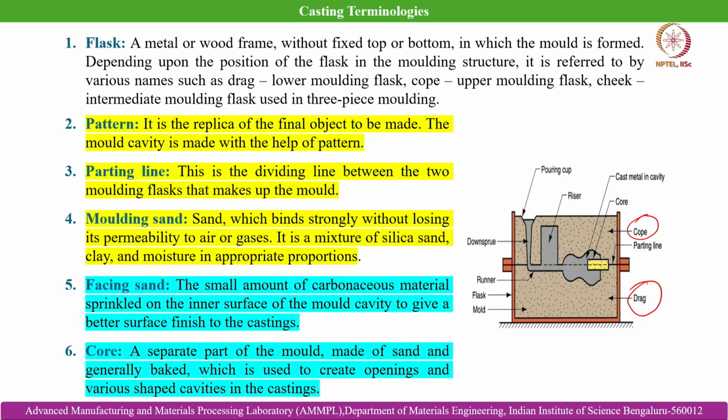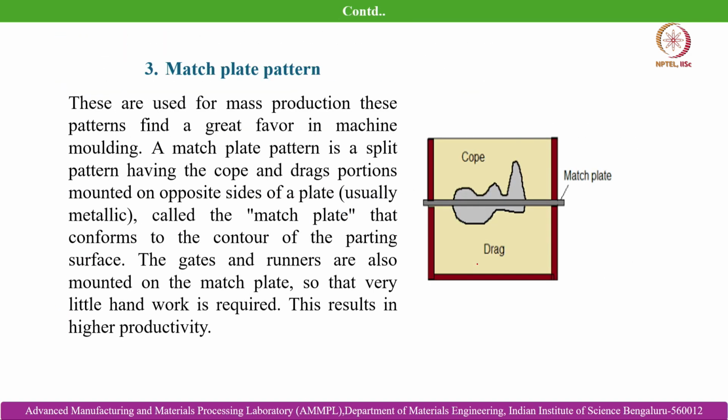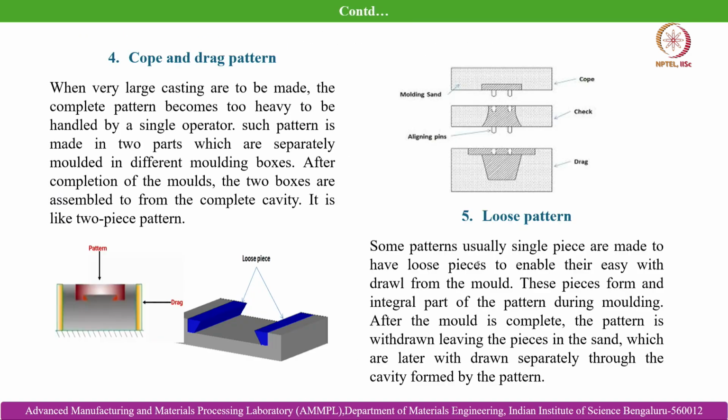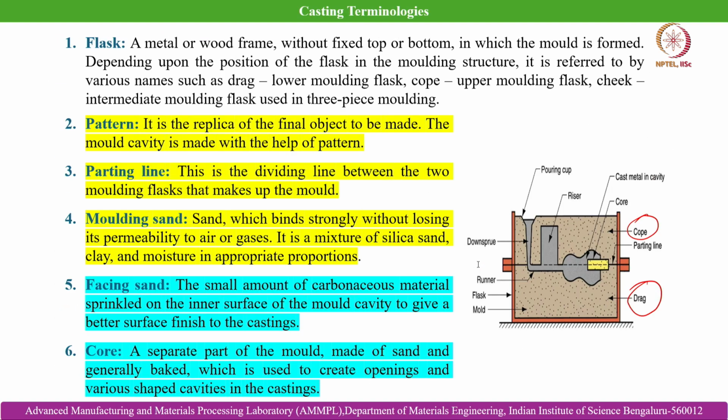The parting line is the line which differentiates between the two molding flasks, that is cope and drag. So, this is basically the parting line that we have. So, this is basically the parting line which divides the cope and drag flasks. So, that is called the parting line, and then the molding sand.